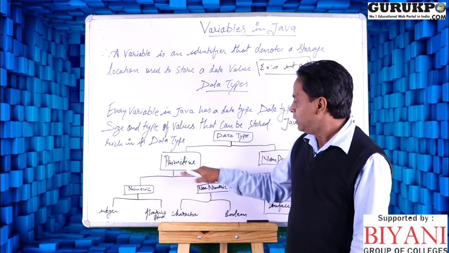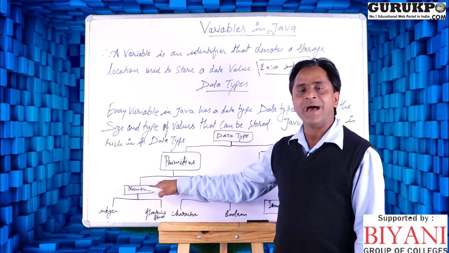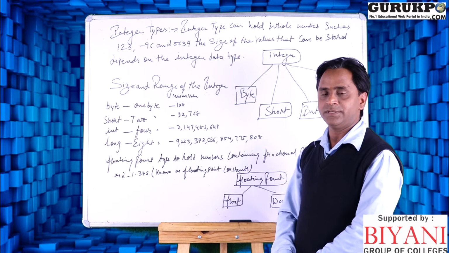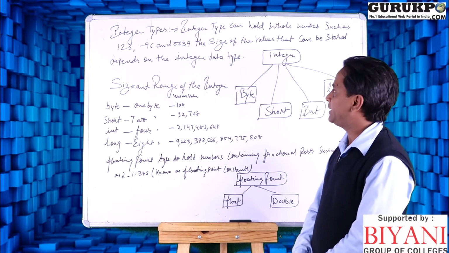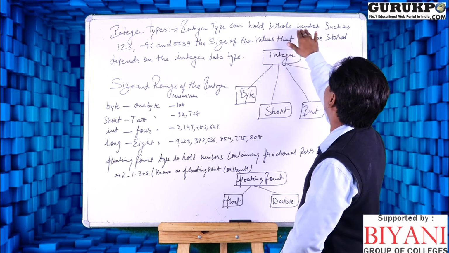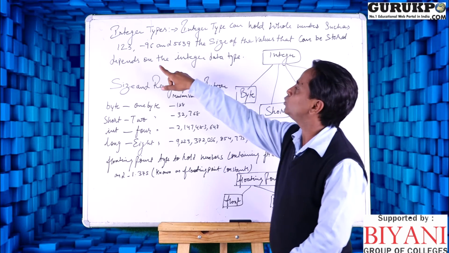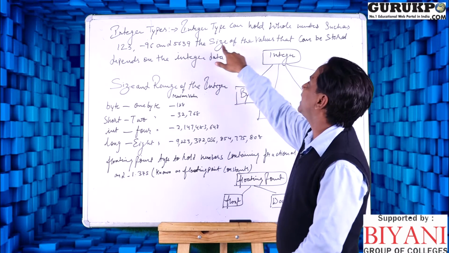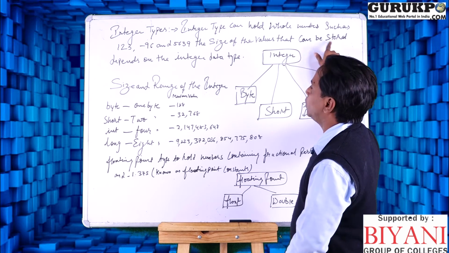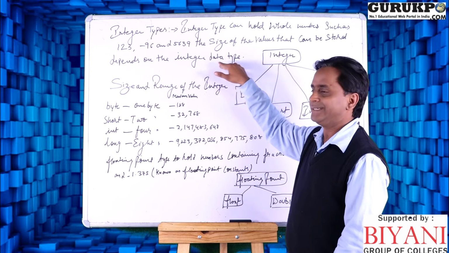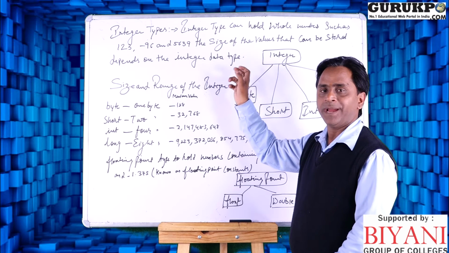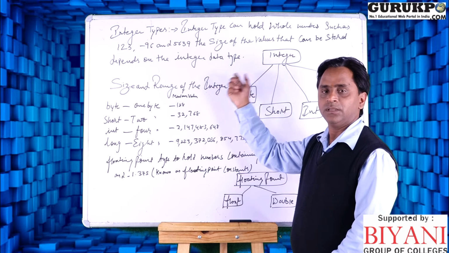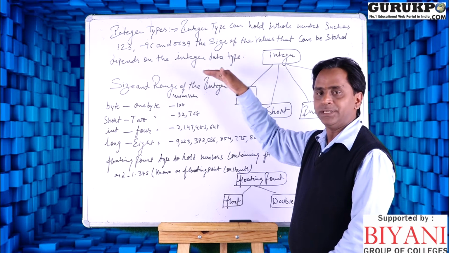Now we will discuss primitive data types in numeric. First, the integer type. Integer type can be whole numbers such as 123, -96 and 5639. The size of the values that can be stored depends on the data type: integer, float, character, double.